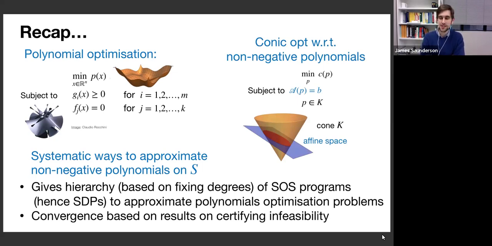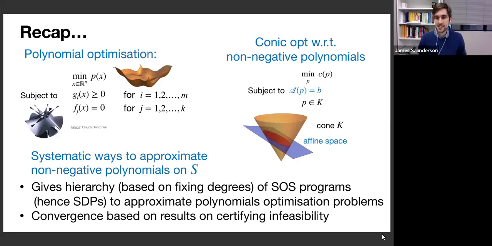We've started with this family of polynomial optimization problems, and this more general class of conic optimization problems with respect to non-negative polynomials. And we've seen that the question of getting global bounds on polynomial optimization problems can be reformulated as one of these conic optimization problems. Of course, the challenge with this latter class of problems is that the interesting constraint, the cone of polynomials non-negative over some set, is very difficult to work with.